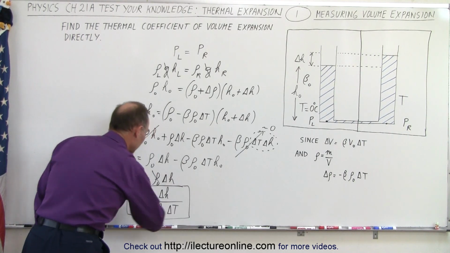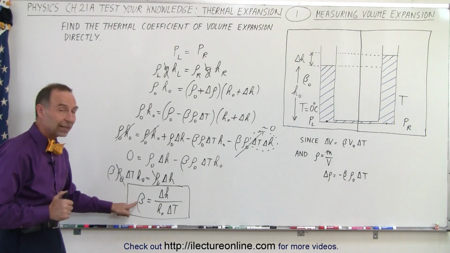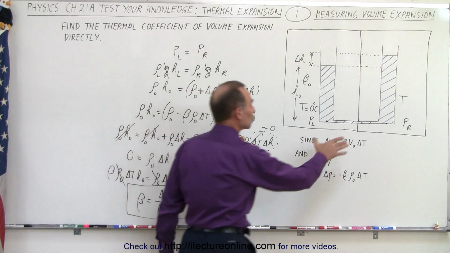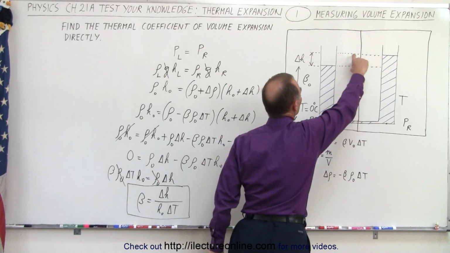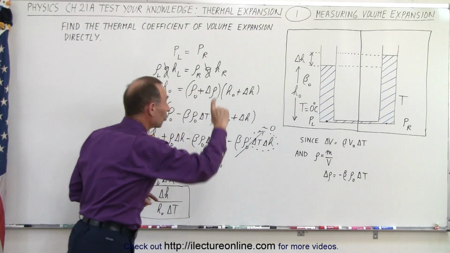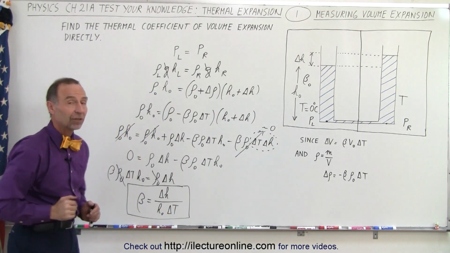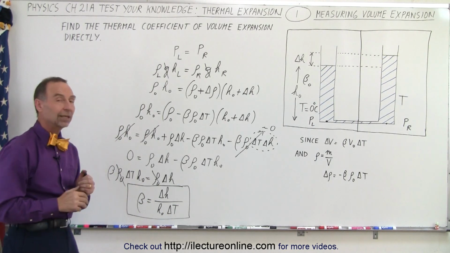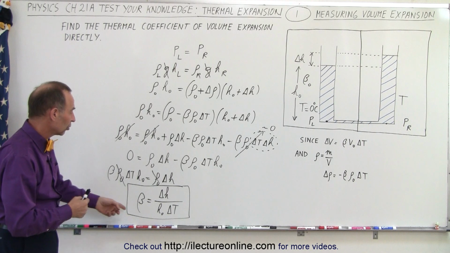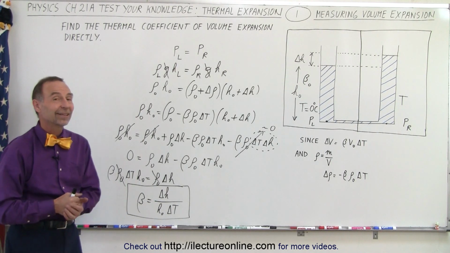And that is a very easy equation that allows us to calculate directly the volume expansion of a liquid if I have a contraption like this. All I have to do is measure the change in the height, measure the original height, and know the difference in the temperature, and that will give me directly the coefficient of volume expansion of our particular liquid. And that is how it's done.